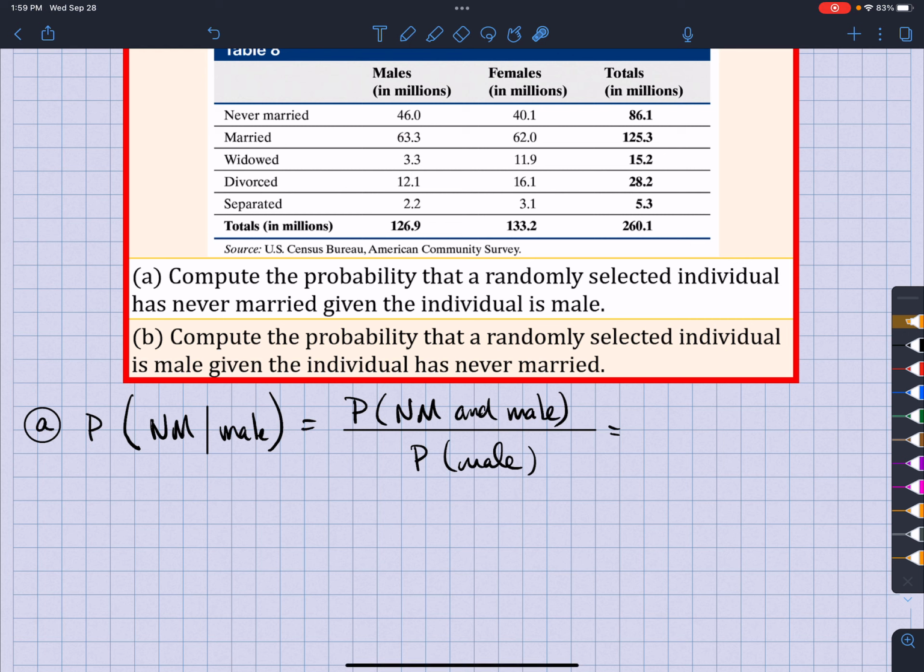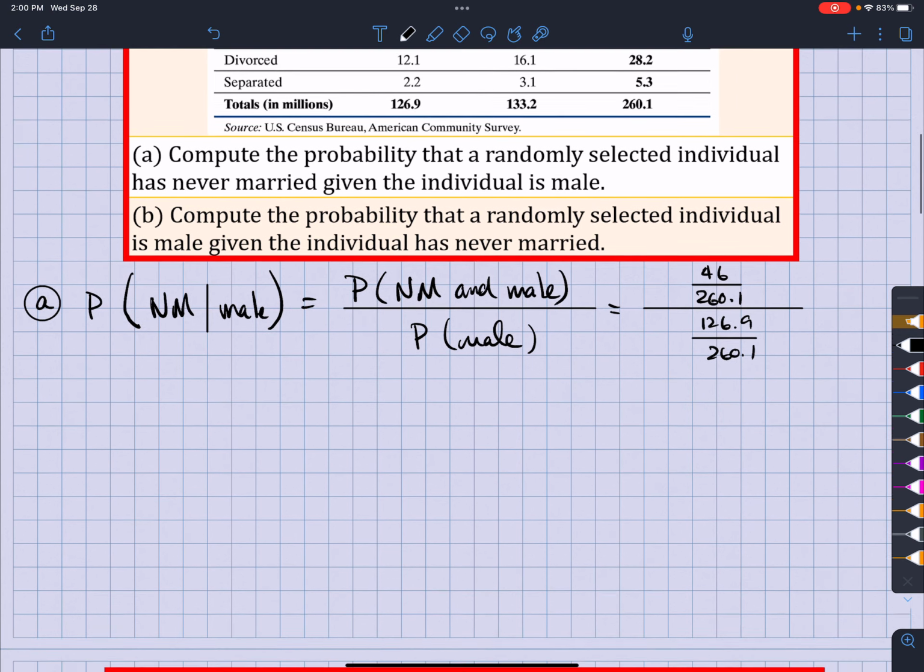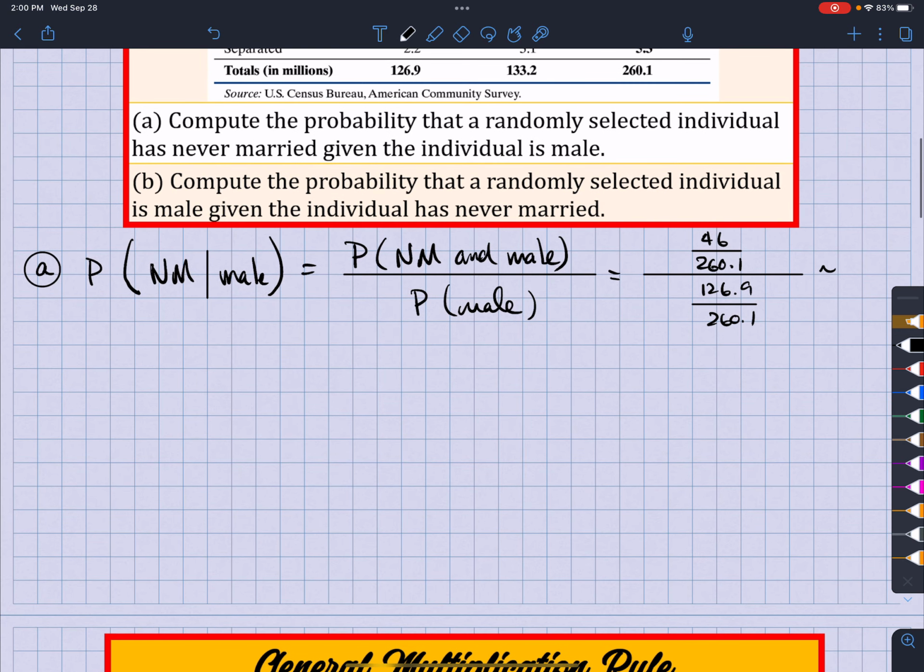So that is 46 out of 260.1. And then the probability of male is right here. That's a really big number. So that's 126.9 over 260.1. Okay, so what is that going to give me? That's going to give me a probability of about 0.362.